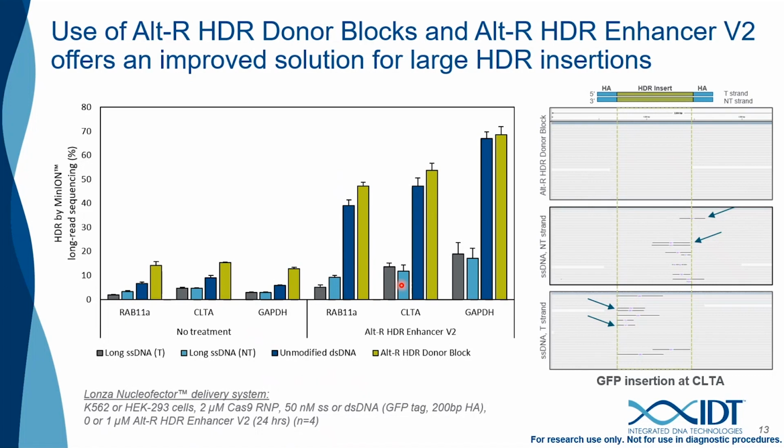What was really nice to see is that the treatment with the V2 enhancer was very beneficial for the long double-stranded DNA templates. Now if we add this V2 treatment, you can see that the single-stranded DNA HDR rates were brought up to about 10 to 20%. However, with the HDR donor blocks, you can see that went up to 50 to 70% HDR. So the use of the Alt-R donor blocks and the enhancer V2 really offers an improved solution for large HDR insertion events.